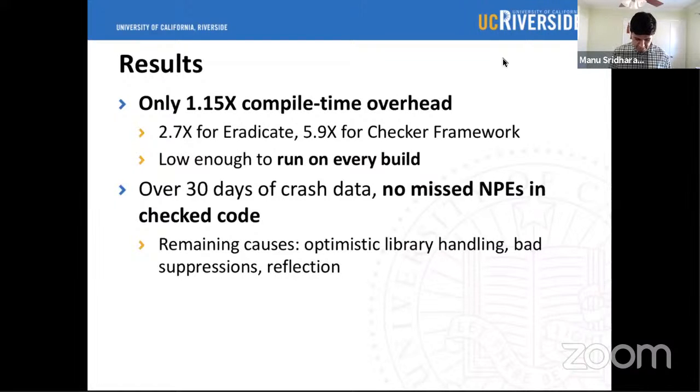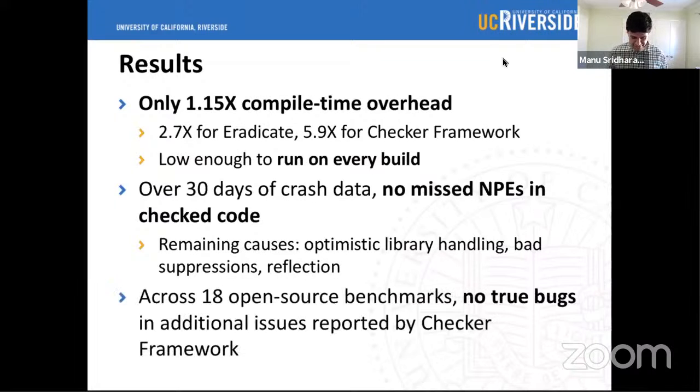So we did another study where we looked at 18 open source benchmarks and we compared the additional issues that were discovered and reported by the Checker Framework as compared to what was reported by NullAway. And in this study, for all the additional issues, we studied them and they did require some more annotations to type check, but there were no true bugs that were root caused to those issues. So that just gives another piece of evidence that the unsound assumptions that we made in NullAway are reasonable.